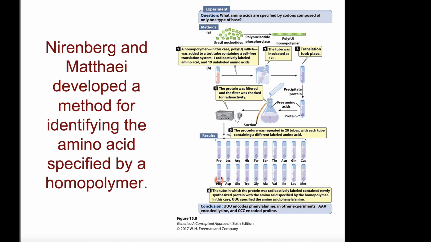Okay, in this case, UUU was associated with phenylalanine. They also found in other experiments that AAA encodes for lysine and CCC for proline. And that's just a summary of this experiment, but I strongly implore you to go back to the textbook to read more about this, and it's figure 15.8.